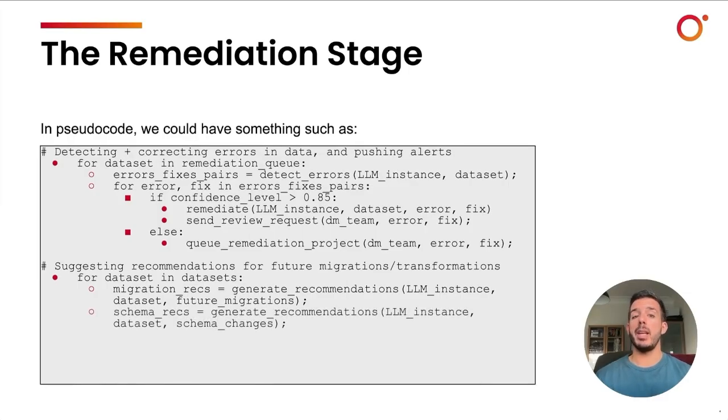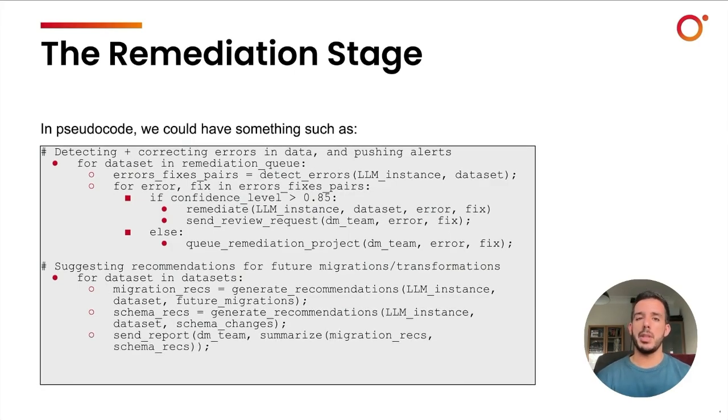Or possibly generating recommendations for changes in the schema of that dataset based on our future plans. For example, if we know that we are going to need to integrate a legacy system with our current database, what are some suggestions in terms of schema changes for that specific legacy dataset? And then again, you would send a report to the data management team.